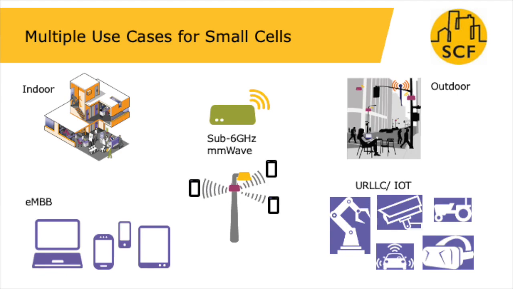And then we have our new vertical segments. So we have URLLC and we have IoT. These are quite often going to be enterprise small networks. And so here again, it's something that we need to make sure the PHY API enables.